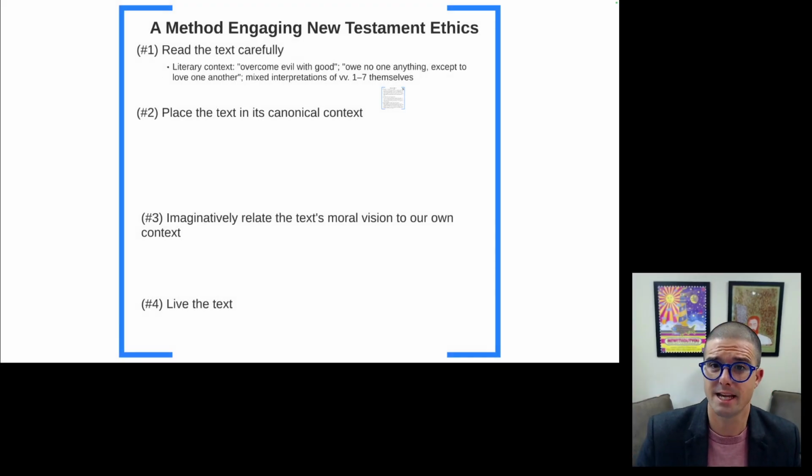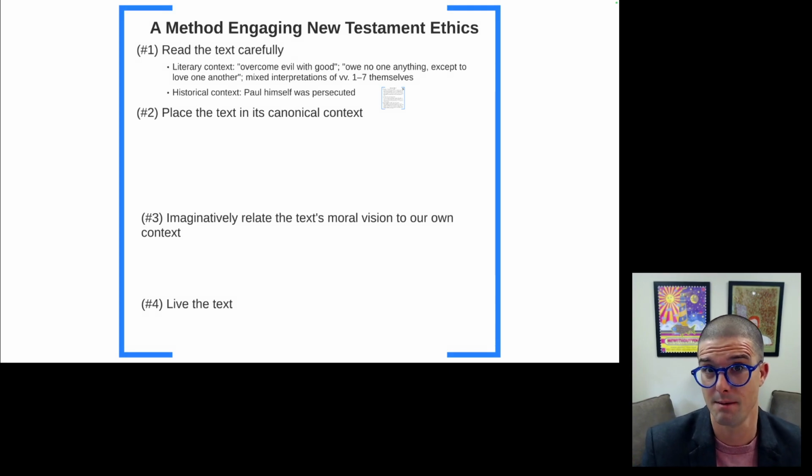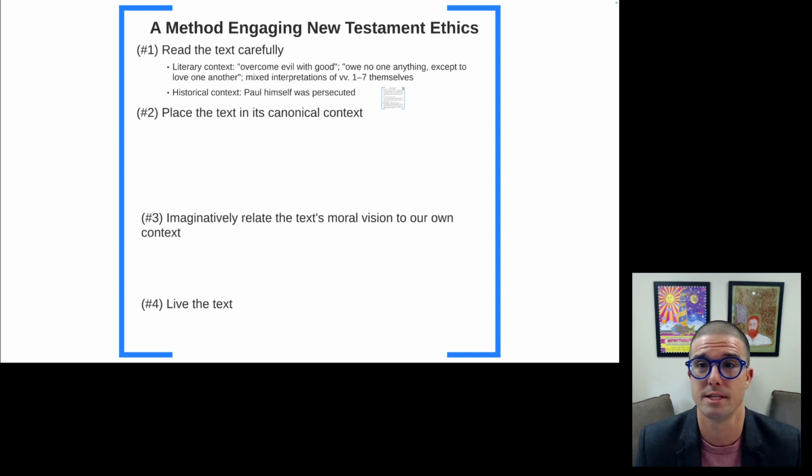So when we engage the text carefully, we're not only paying attention to the literary context, but also looking at the historical context, thinking about what is going on with respect to the author of the text, namely Paul, and what is going on within Paul's specific community, what's going on at Rome. A note here is that it's important to remember that Paul himself was persecuted throughout his ministry by doing exactly what he says in Romans 13, 1 through 7, by being subject to the governing authorities. And that was a way for Paul to live out that cruciform principle.